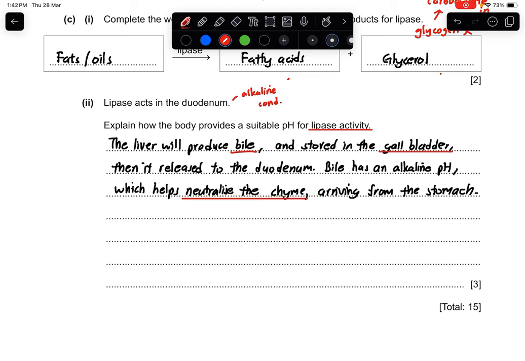Chyme is a liquid already. Basically, after the stomach acid acts on the food, it starts to be in liquid form. And that is called chyme. And that chyme is acidic. And you know the duodenum cannot handle very acidic condition because its layers are not suited for it. So therefore, the bile will neutralize that acidic condition, then it's able to work at its optimum condition. Okay.